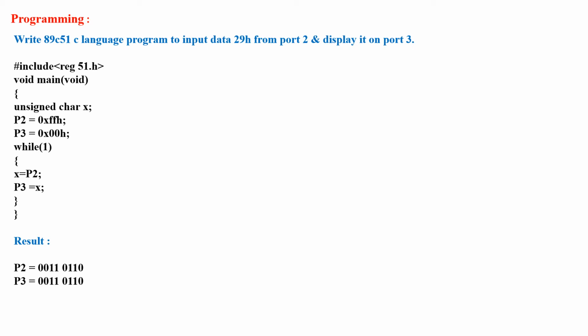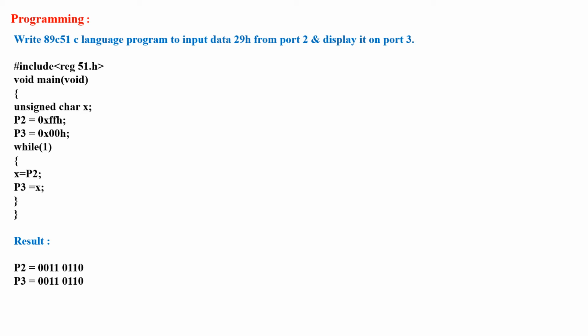Now for a number we use one variable, that is x. Before writing the code we need to define the data type of x, so I assign unsigned char x. As we are using two ports in the program, we need to initialize these ports. Port 2 is an input port, port 3 is an output port. Then put the while statement and start to write the code.